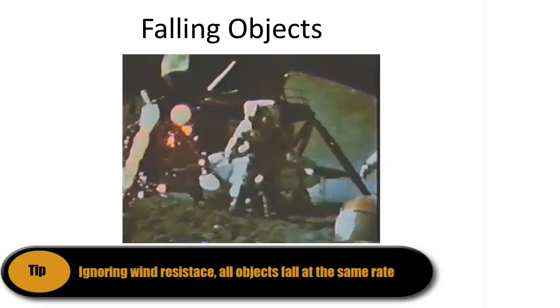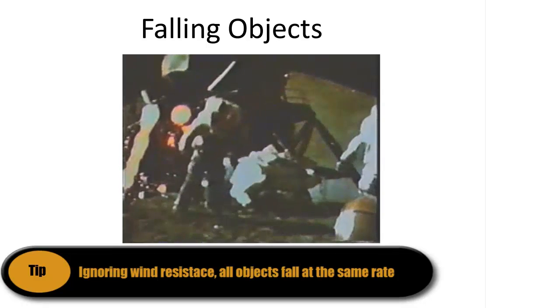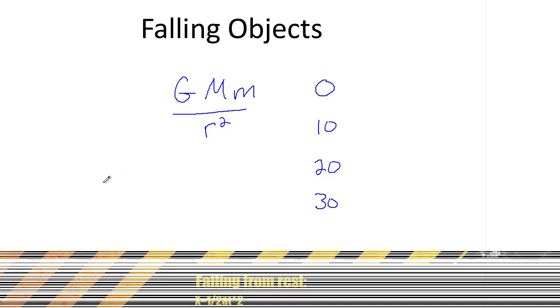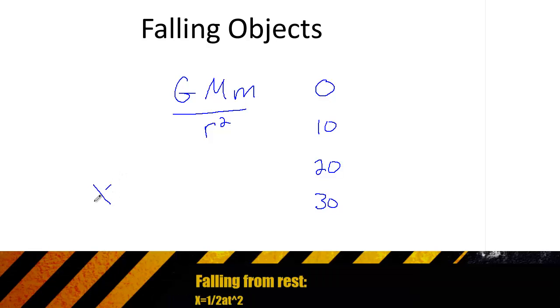So on the MCAT, whenever it talks about gravity, you can assume that something is falling at 10 meters per second. There is one more equation you should know, and that is what we call the free fall equation. And that is simply that the distance something falls is equal to 1/2 times the acceleration from gravity times time squared. And again, that acceleration from gravity will always be 10.